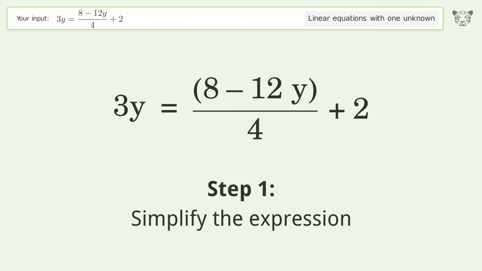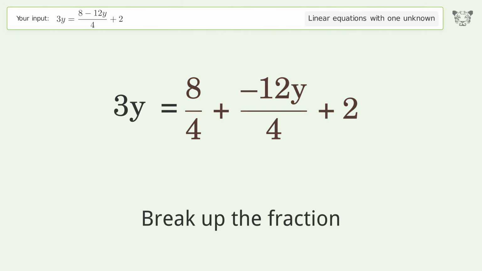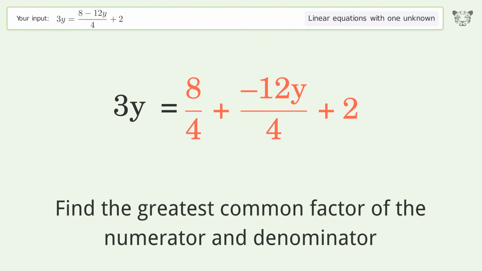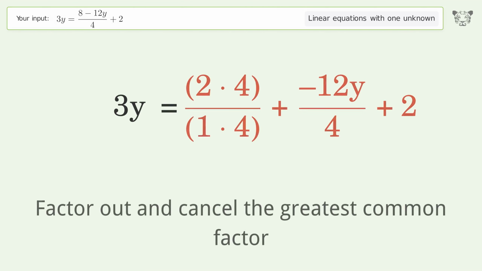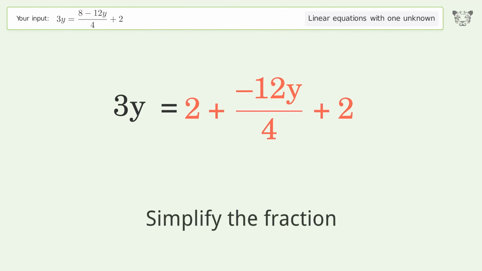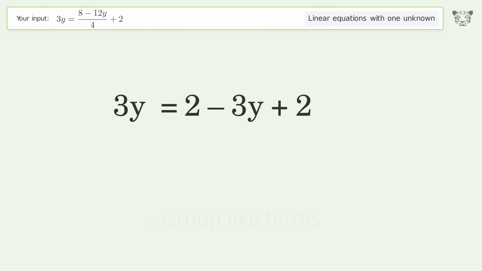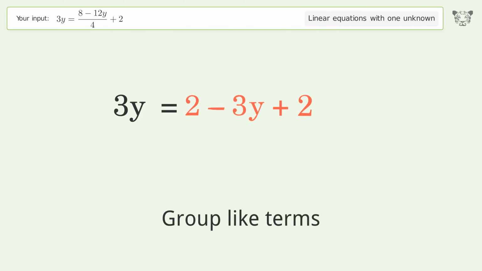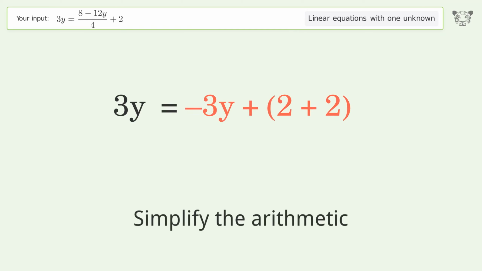Simplify the expression. Break up the fraction. Find the greatest common factor of the numerator and denominator. Factor out and cancel the greatest common factor. Simplify the fraction. Group like terms. Simplify the arithmetic.